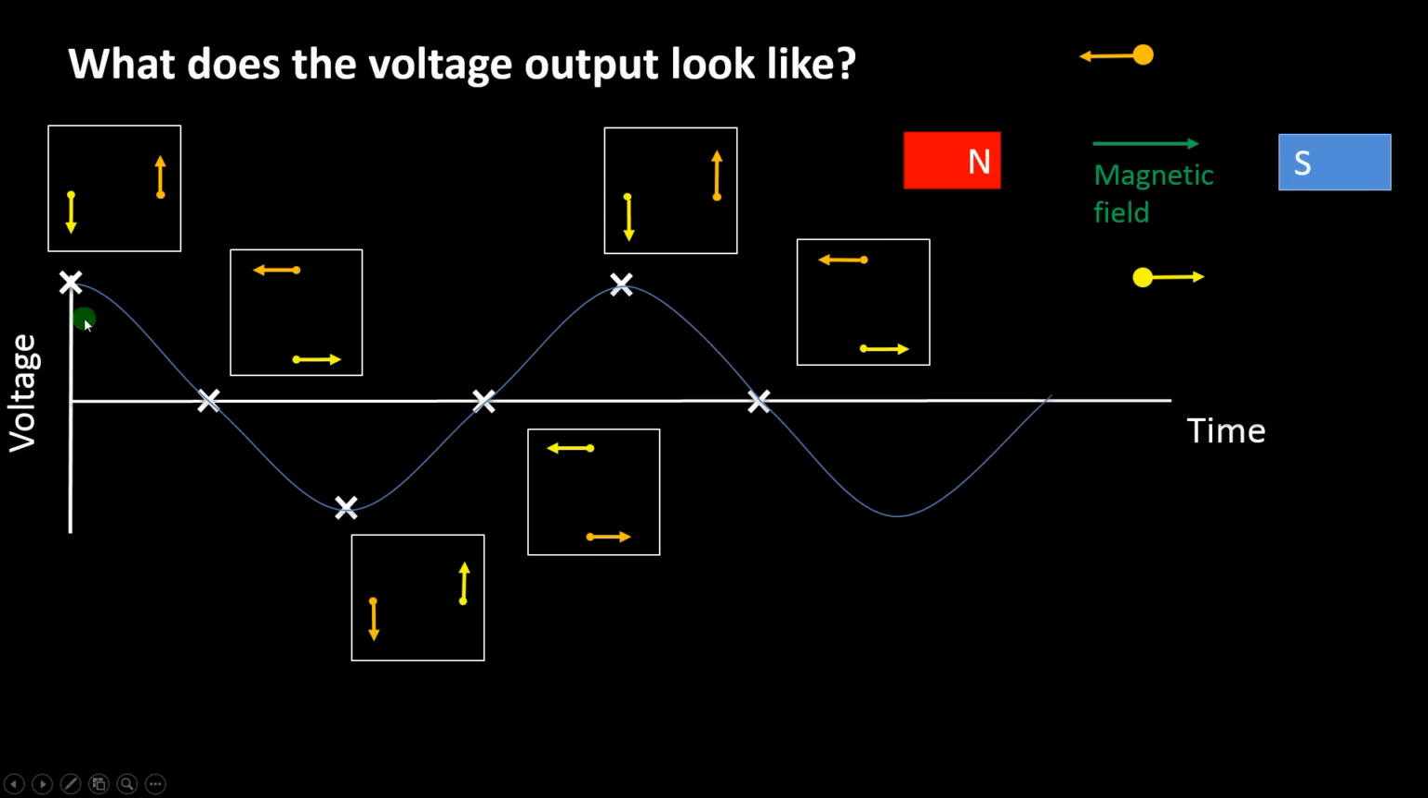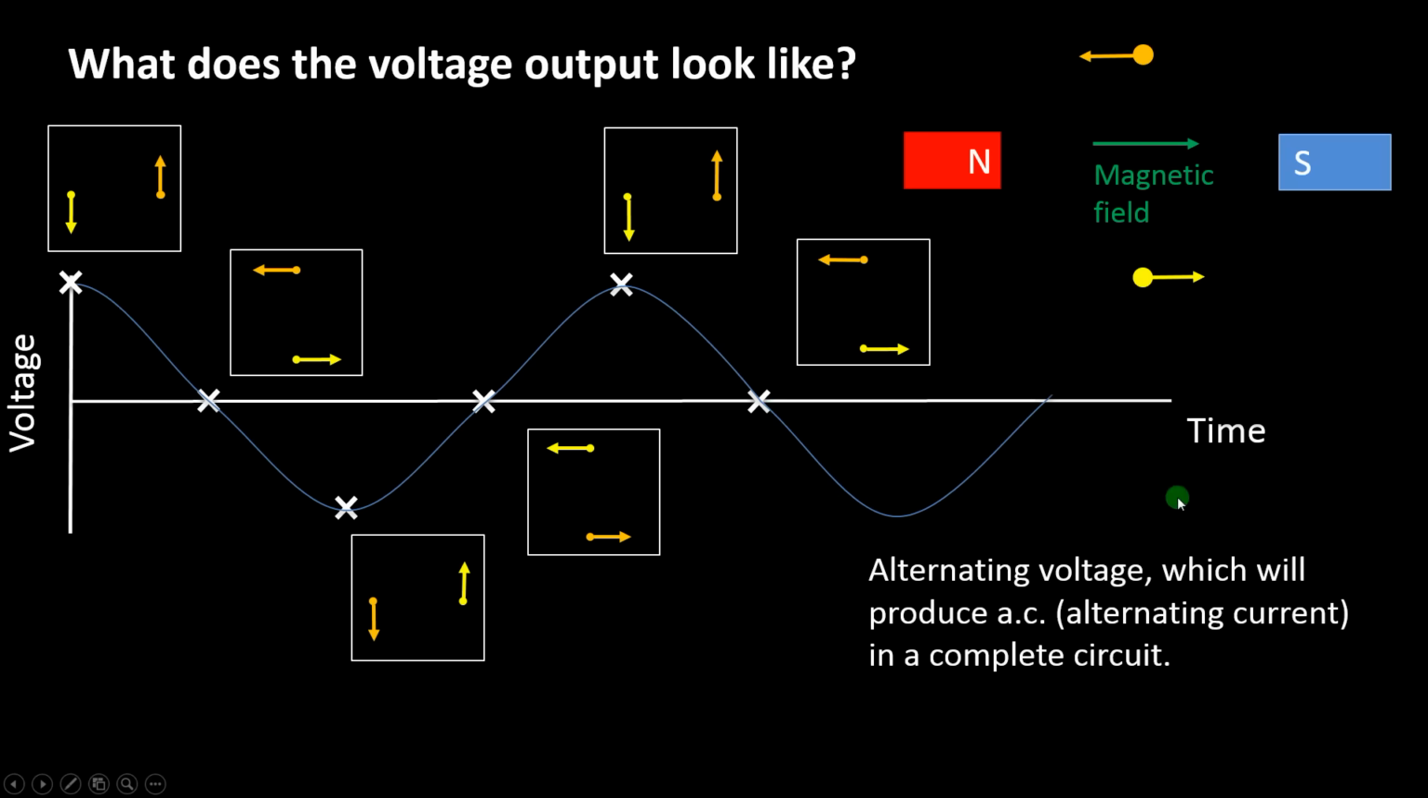Right, and then the output voltage when we join those points up looks like this. Okay, it's a sine wave, and we call that alternating current. Or rather, it's an alternating voltage which will produce alternating current in a complete circuit. So that's what the output for a generator looks like, and you'd be expected to be able to label coil positions on the graph like this.